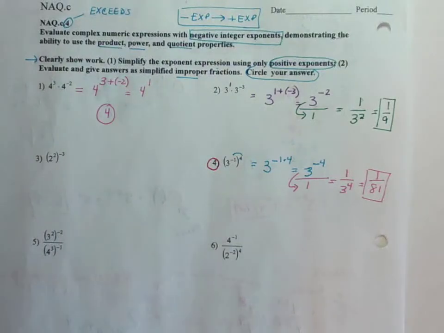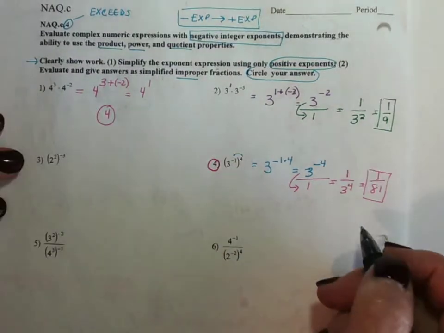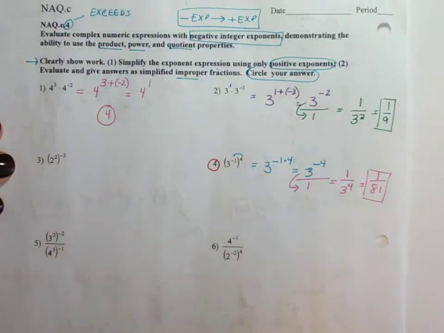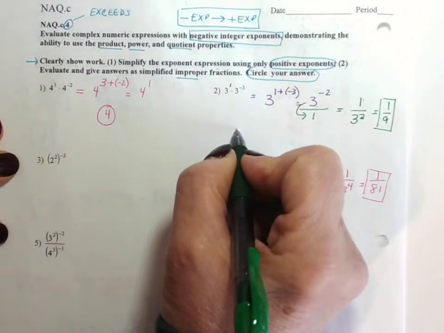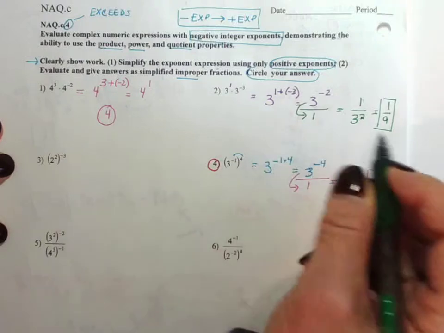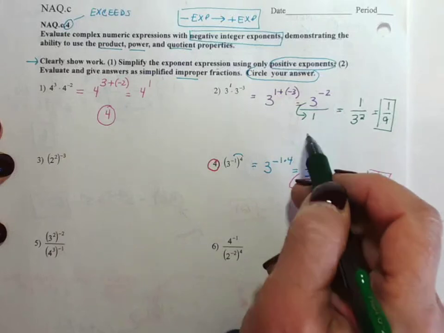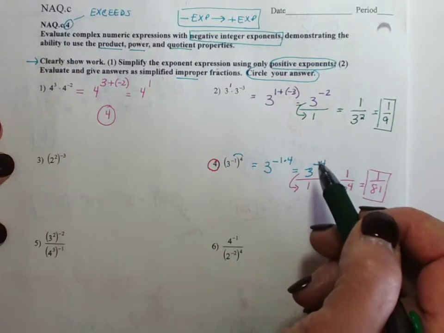okay, so this is 1/9. This is 1 over 81. My answer key, if you go and you look at it, is incorrect. The answer here is 1/9. Okay.